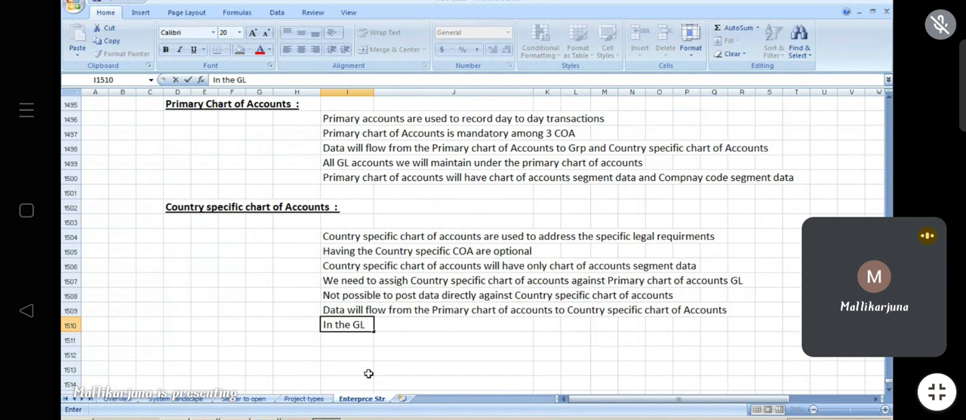We have still not touched the GL master data, so we don't know anything yet. Just for our knowledge purpose, we will understand whatever we have noted down here. While we are going to create the chart of accounts, we will understand where we assign the country specific chart of accounts. In the GL master data, in the company code segment data, we will assign the alternative account against the primary GL account.